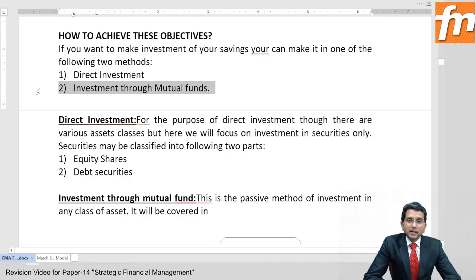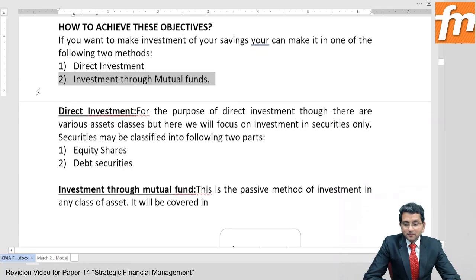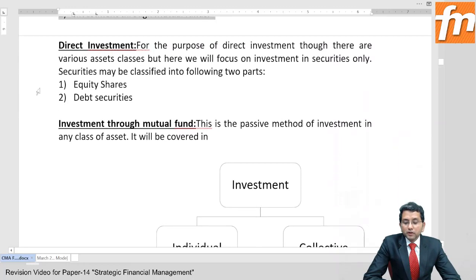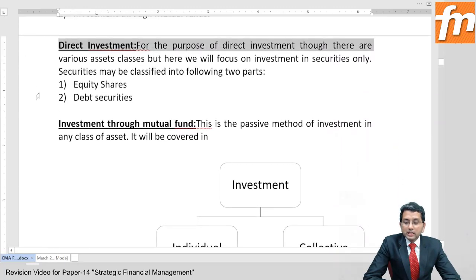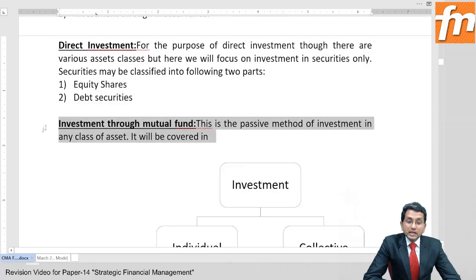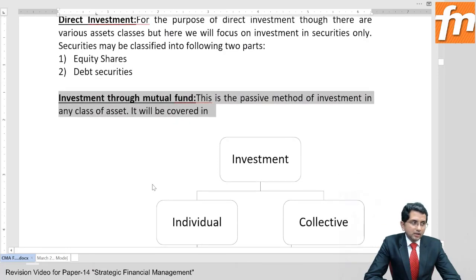That is, you give your money to some professional managers like mutual funds, and in turn, they will invest your money in good securities. Okay, so when you are making a direct investment, you can either make it in equity shares of the company or in debentures of the company. If you're making indirect investment, you can do it through any of the mutual funds available in India.